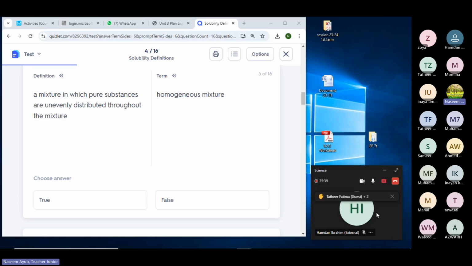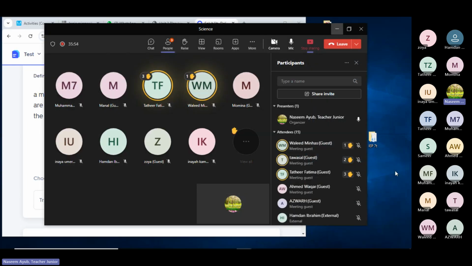Yes, Inaya Kamran, please, are you there? Unmute yourself and share the answer. Is it a homogeneous mixture or a heterogeneous mixture? Tawassel, you want to give the answer? Please tell me, is it a homogeneous mixture or heterogeneous? It's true, ma'am.